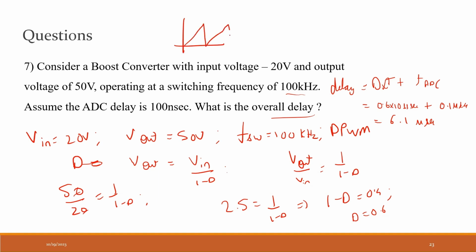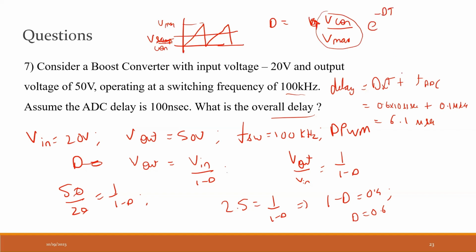See, this is your modulator, okay? And this is your ramp, V ramp. This is your V max. And your duty ratio in the analog domain is actually V control upon V max. So this is effectively your modulator gain. But in the digital domain, you will also get an additional e raised to minus sDT that comes. So because of that, there is this delay DT.